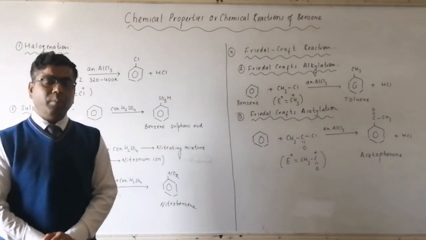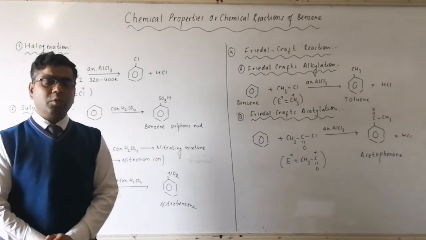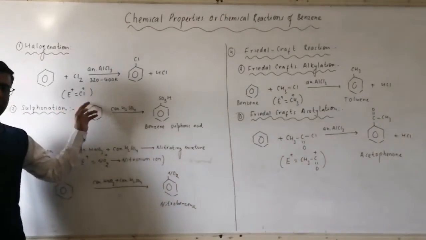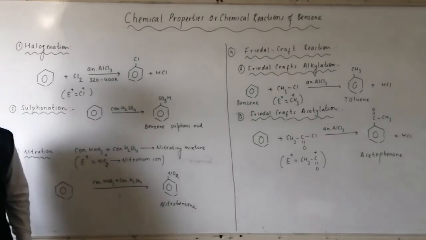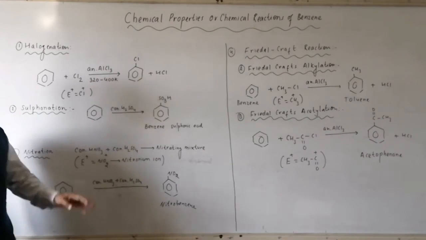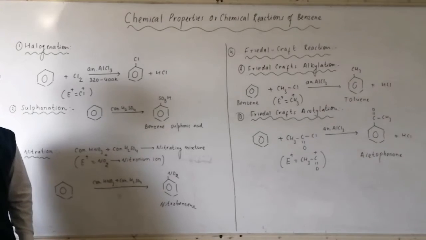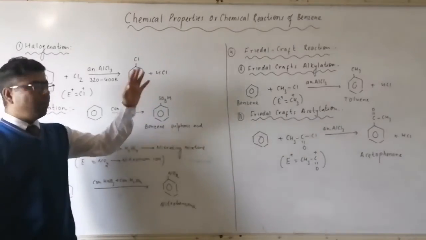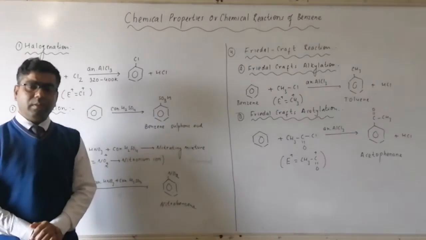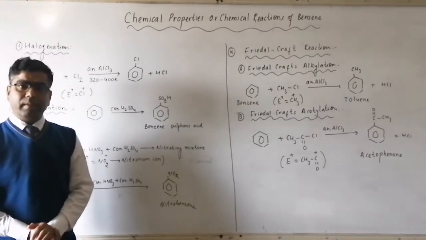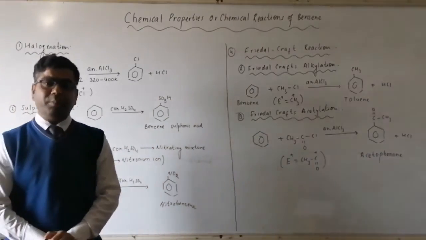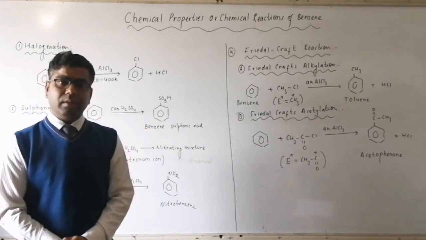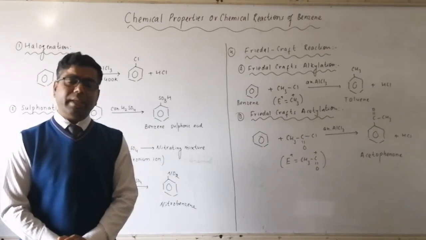As Cl possesses positive charge, it is an electrophile. So Cl plus, an electrophile, will attack the benzene ring and displace one of the H atoms, as a result of which we will obtain chlorobenzene as the product. HCl will be the side product formed. So whenever benzene undergoes halogenation in the presence of a Lewis acid like anhydrous AlCl3, we obtain haloarene as the product.